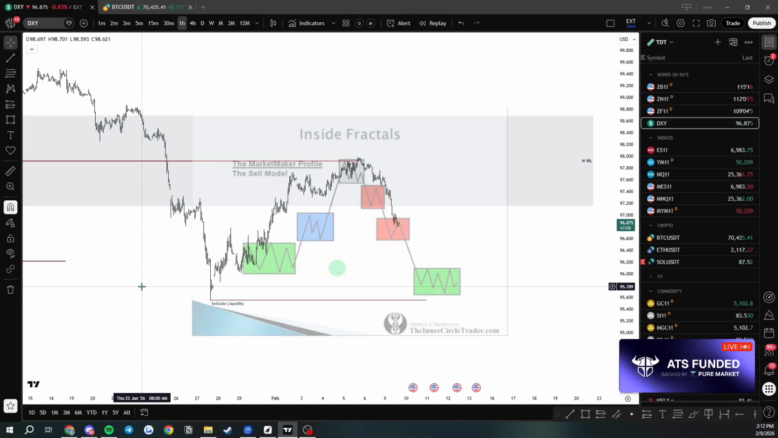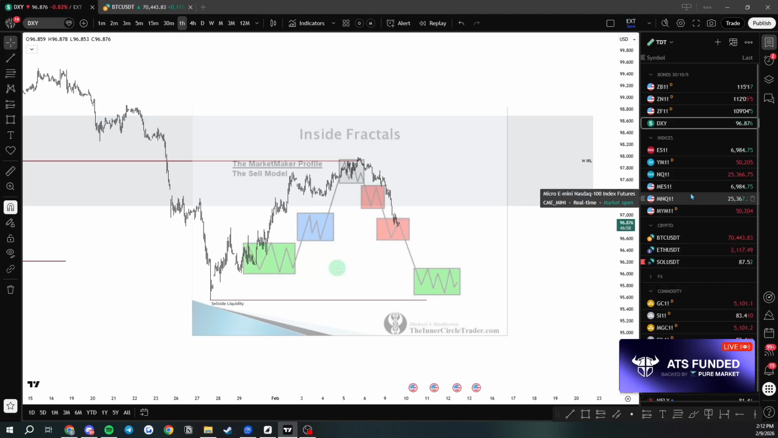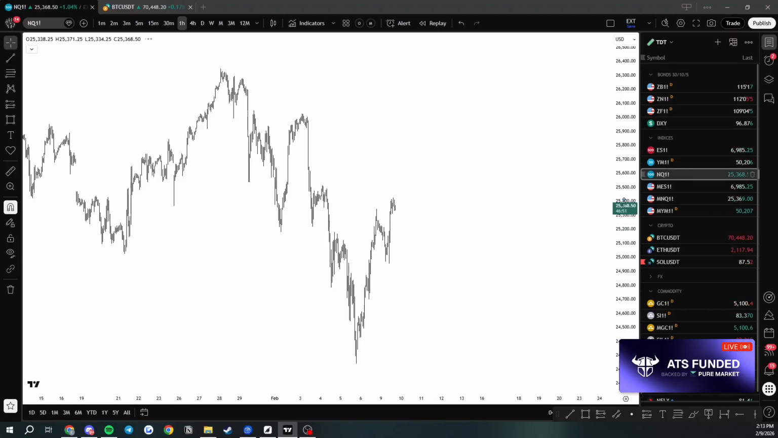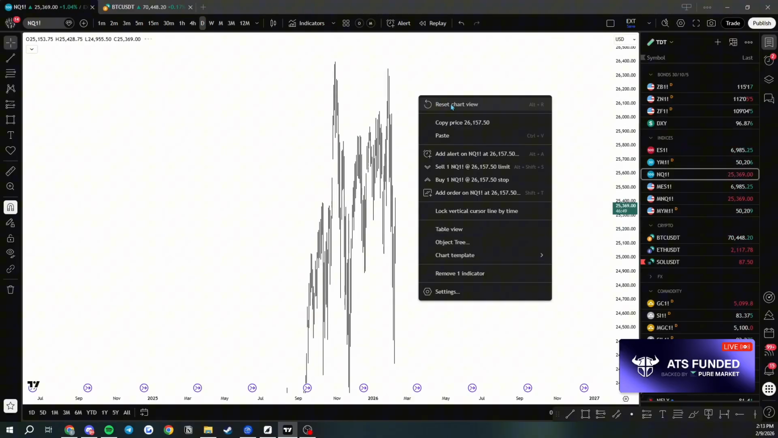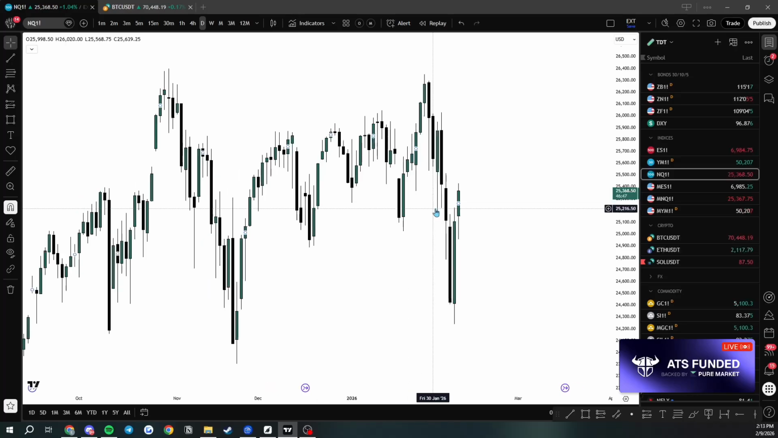Okay, and we're starting off with the dollar as our framework once again because we trade risk on assets. We want to be in line with the macro, and that's what using the dollar is particularly really good at, right? So let's take a look at what happened on NQ, right?